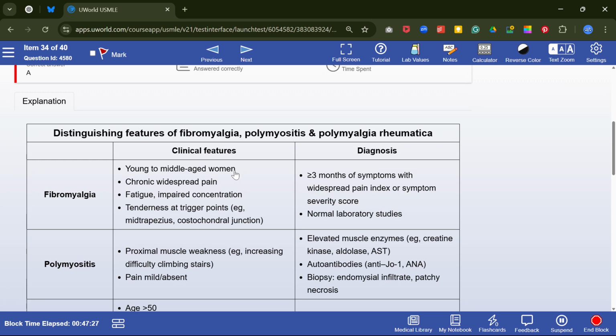Fibromyalgia clinical feature: young to middle-aged woman, chronic widespread pain, fatigue, impaired concentration, and tenderness at the trigger points, mid-trapezius, costochondral junction. More than 3 months with widespread pain index or symptom severity score and normal lab studies.